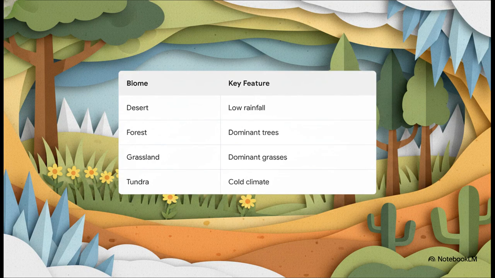And this table gives us some perfect examples. Think about a desert biome. Whether it's in Africa or Arizona, it's defined by one main thing: not much rain. A forest, well, it's all about the trees. The tundra, it's all about that extreme cold. A biome is a giant, recognizable climate zone filled with life that's perfectly suited for it.